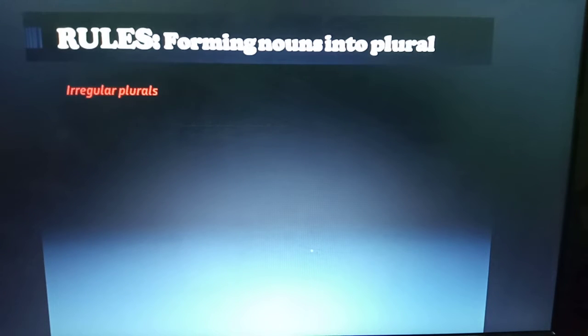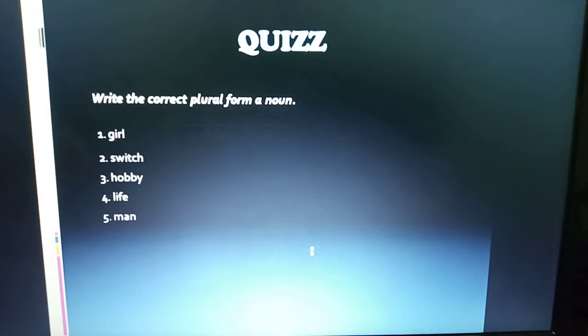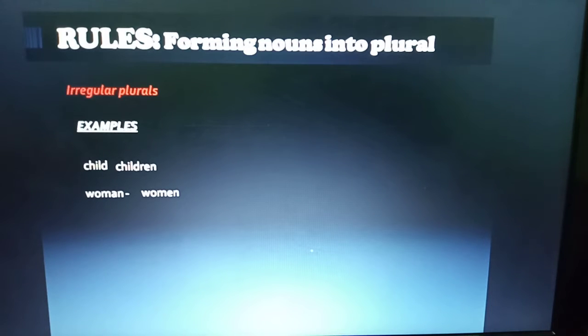Next is irregular plurals. So we have irregular plurals. Examples, child. Child, we did not add S, we did not add ES, we did not change the letters at the end. Instead, it changed the spelling altogether. For example, from child, it became children. Woman, it became women. And another example, it could be man, it became men. So those are examples of irregular plurals. The word is changed altogether. We do not change at the end of the letter.